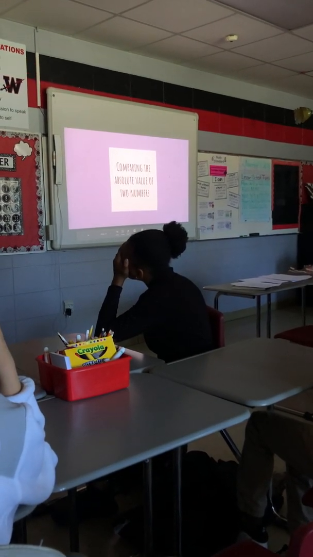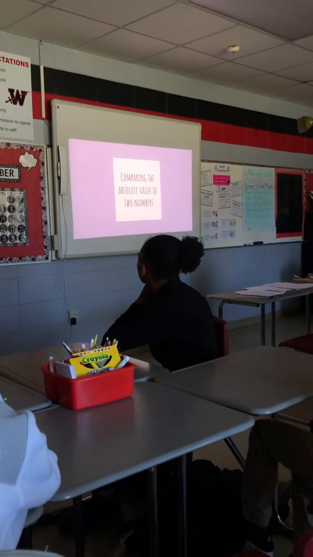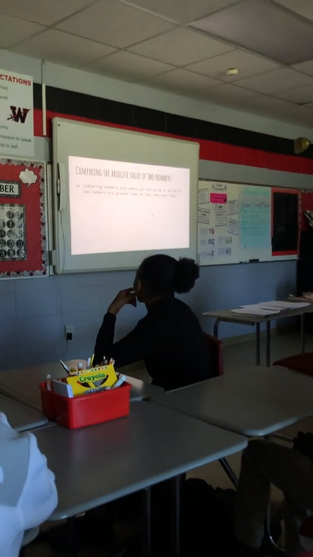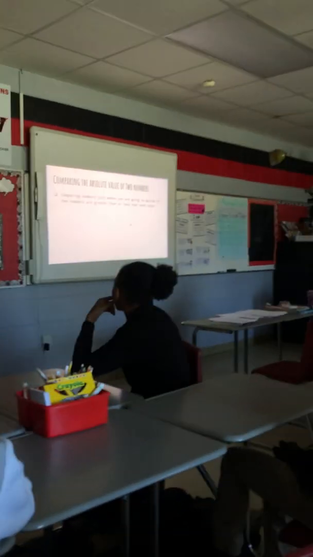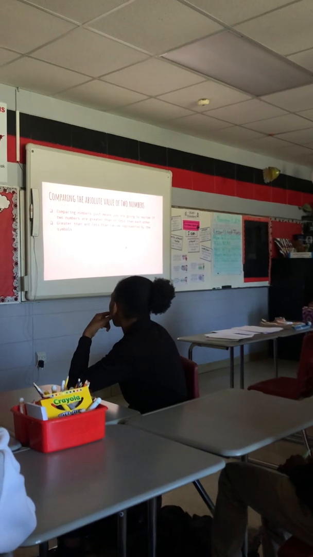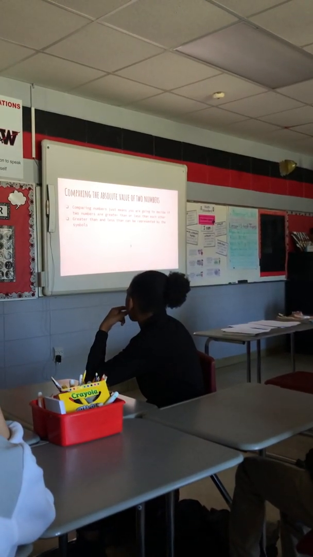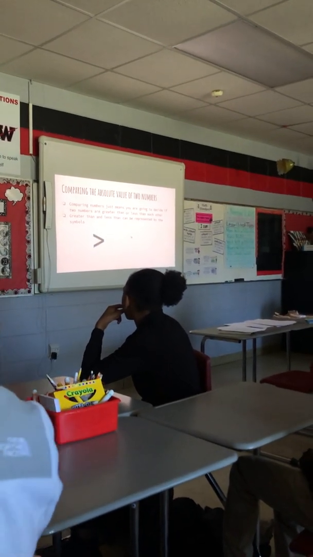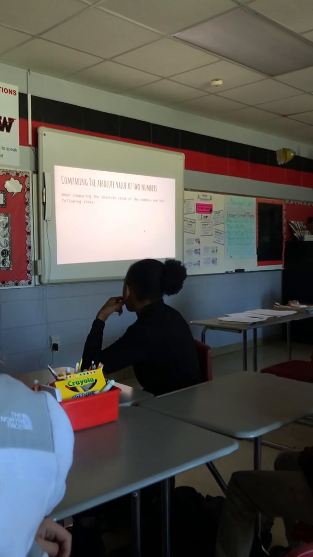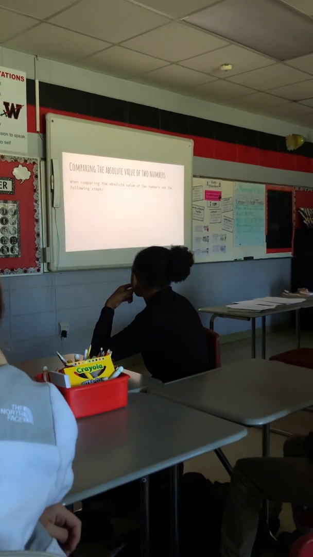Alright, so we're going to talk about something just a little bit different. We're going to compare the absolute value of two numbers. Comparing numbers just means that you're going to decide if two numbers are greater than or less than each other. We know that greater than and less than can be represented by symbols. So when you're comparing the absolute value of two numbers, you're going to use the following steps, okay guys?